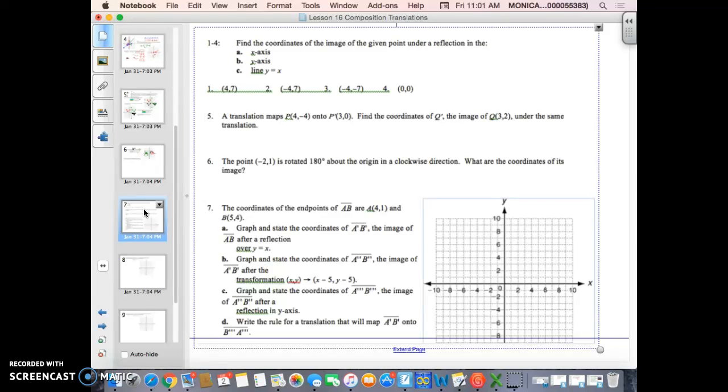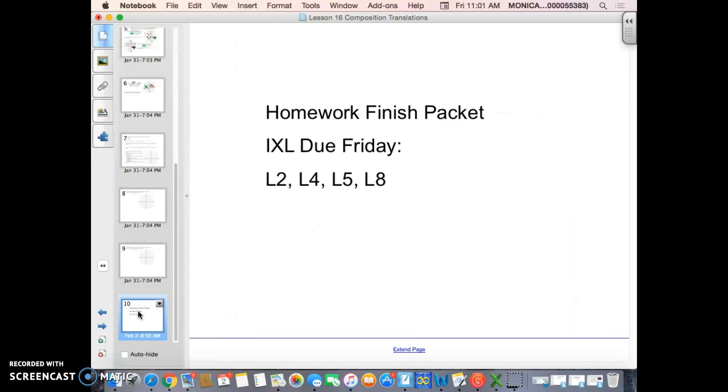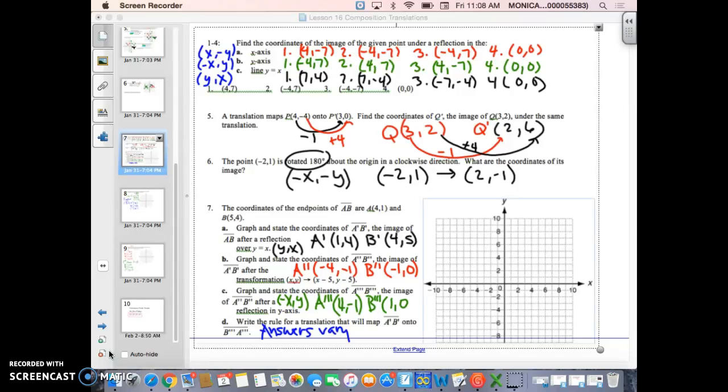So your homework and everything is going to be to finish the packet. And then finish the packet, and then you have these IXLs to do as well. At the end of class, you can come back and check to make sure that you did it correctly, or you can wait till tomorrow when we go over it in class. Here are the answers for 1 through 7.